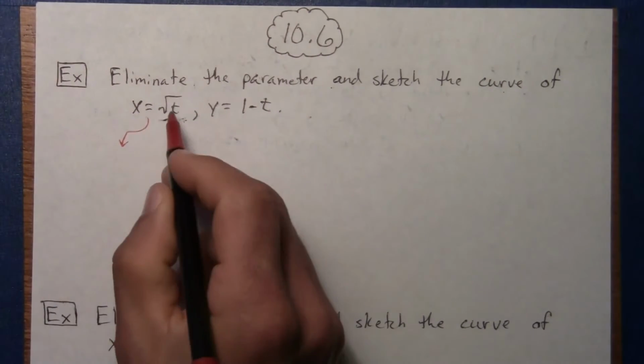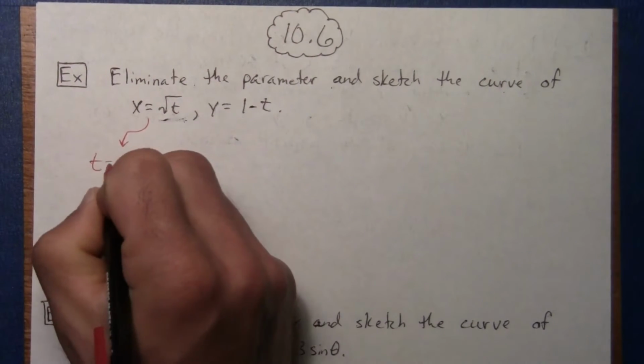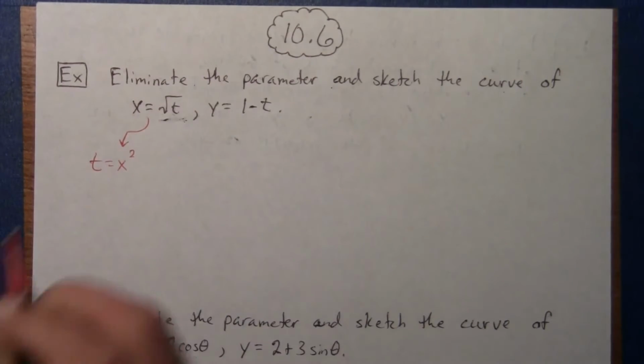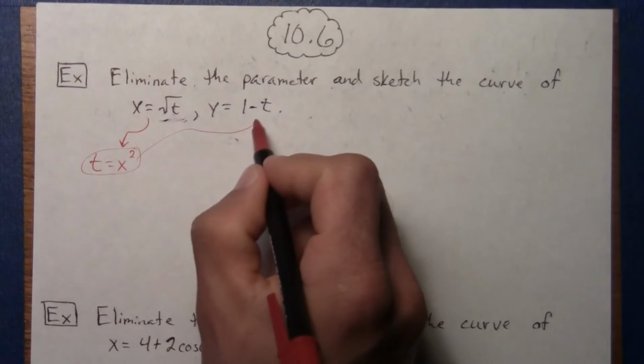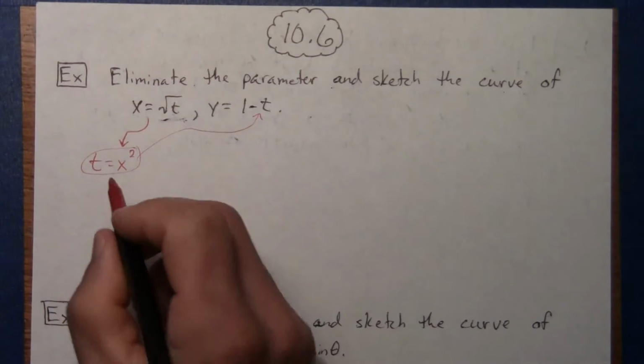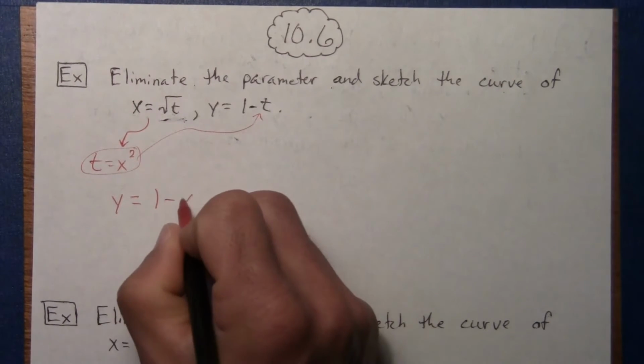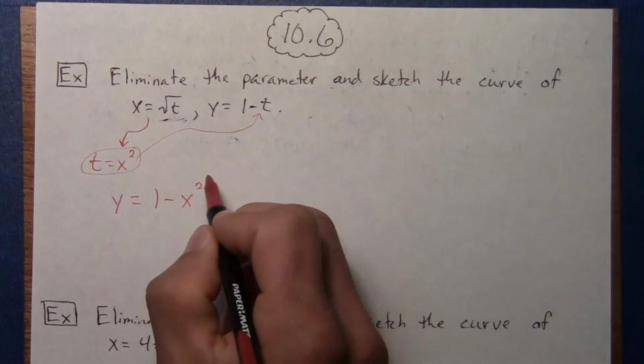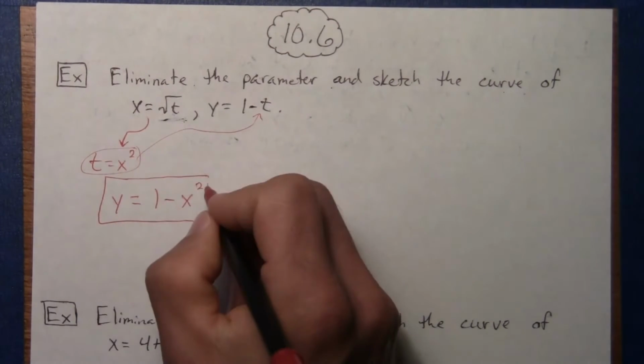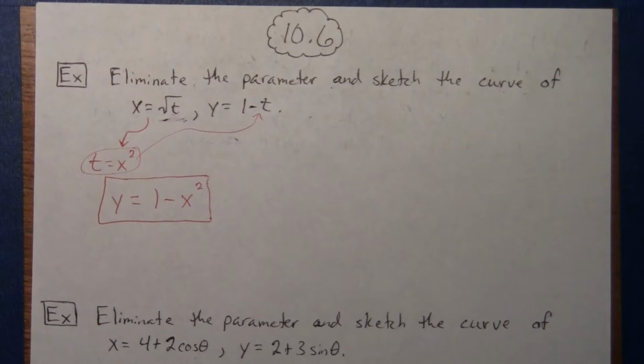If I want to solve for t, I'm going to have to square both sides, so t is equal to x squared. And then once I have that, I will take that and plug it in for t in the y equal equation. So I will now have y is equal to 1 minus t, or 1 minus x squared. And there it is in rectangular form, or there we've eliminated the parameter.